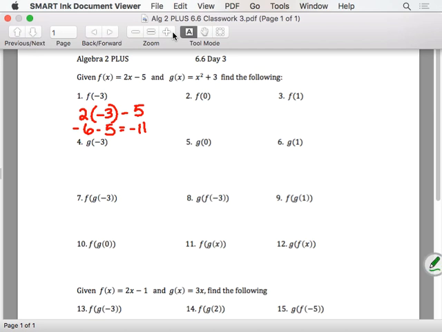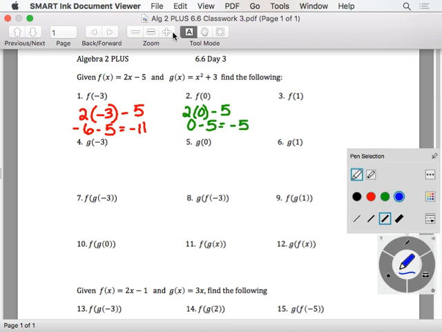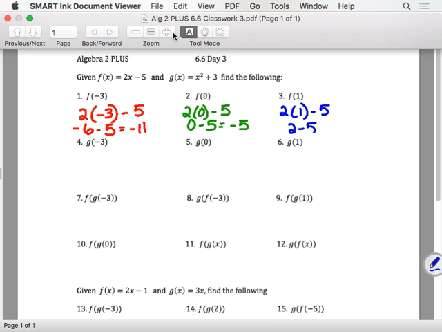So, f of 0, 2 times 0 minus 5 is 0 minus 5, so that's negative 5. F of 1, 2 times 1 minus 5, 2 minus 5, negative 3. G of negative 3, I go to the g function, negative 3 squared plus 3.